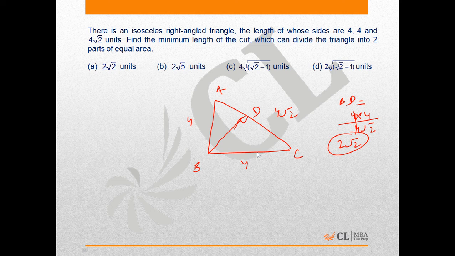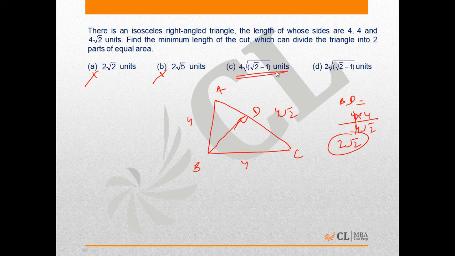If we look at the first option, which is exactly 2 root 2, it cannot be the answer. Now coming to the second option, it is more than 2 root 2, so it is also not a possible answer.